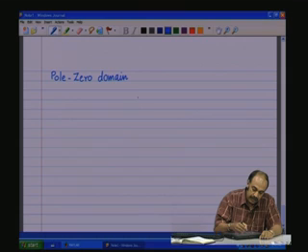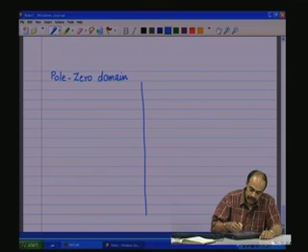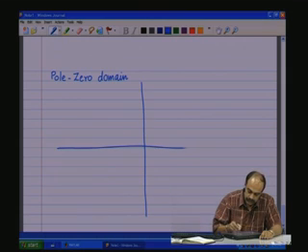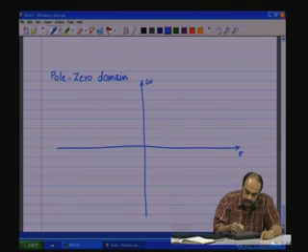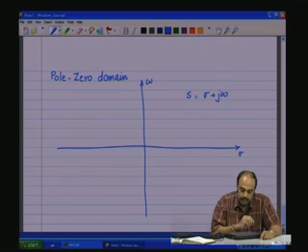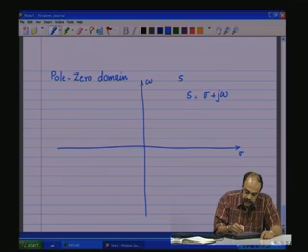So, in the pole zero domain, it is a Cartesian coordinate system where the x axis is named sigma and the y axis is omega, and any point in this coordinate system S is sigma plus j omega, and this is called the S plane.